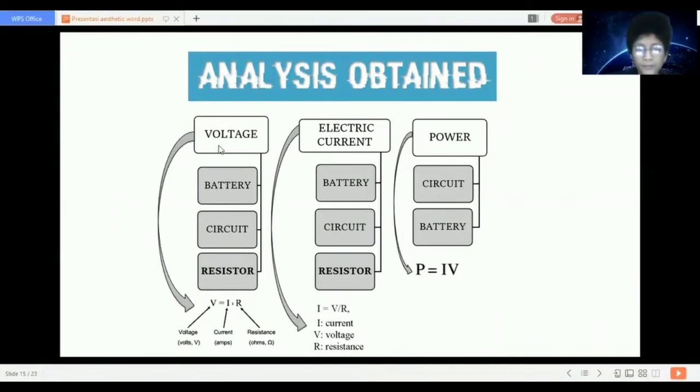Analyze the obtained quantities. First is voltage, which involves the battery, circuit, and resistor. V is voltage, I is current, and R is resistance. Second is electric current, which involves the battery, circuit, and resistor: I, V, or R, where I is current, V is voltage, and R is resistance. And third is power, which involves the power circuit and battery.